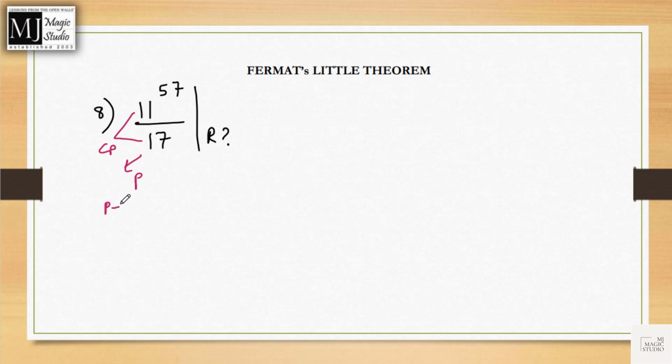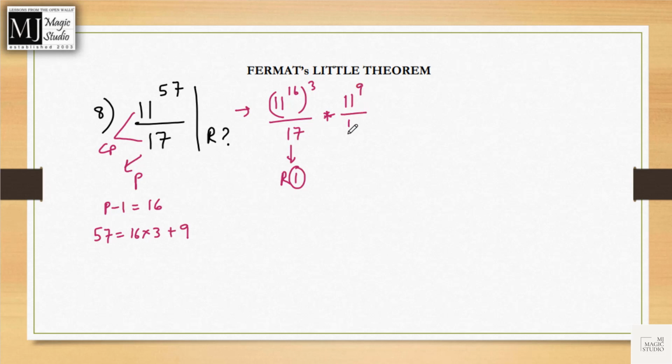Check. Now p minus 1 is 16, but it is 57. 57 is 16 into 3, that is 48. 57 minus 48 would be 9. So this can be written as 11 to the power 16 whole to the power 3. When divided by 17, this part remainder is 1, according to Fermat's little theorem. This is multiplied by 11 to the power 9 divided by 17. We need to find the remainder of this.